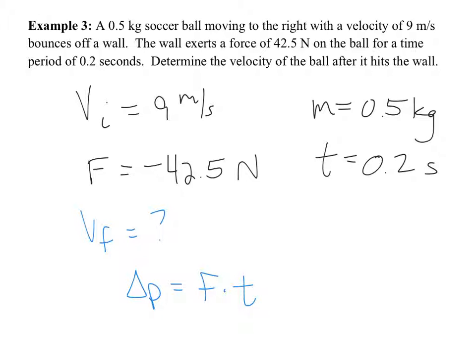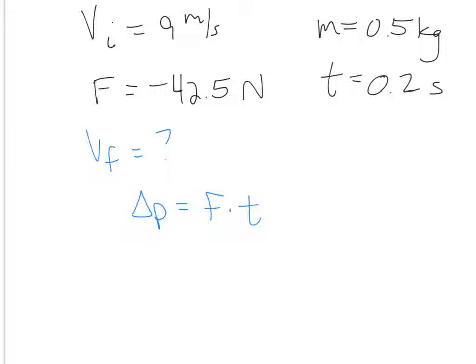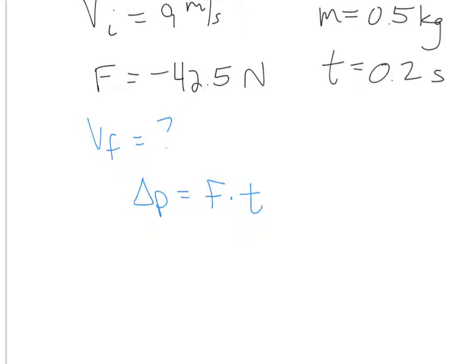We know that the force is negative 42.5 newtons. We're trying to figure out the final velocity, but I don't see final velocity in this formula. It's not there. Right? I don't see VF anywhere in the formula. So I'm stuck. I can't do this problem, I guess, right? What can I do? Yeah. Because the change in P is mvf minus mvi. Yeah, that's what change in momentum is. Very good. So we start by writing it like that.